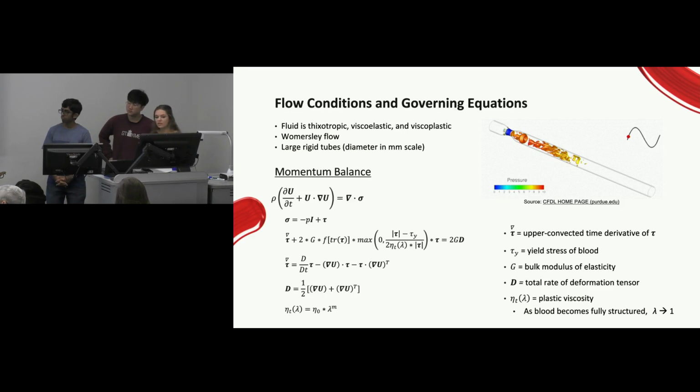The lambda is the structural parameter of it, which is based off of like the formation of these rouleaux, and the rouleau is like the clumping of the red blood cells, which makes it more viscous. So what does lambda approaching one look like?